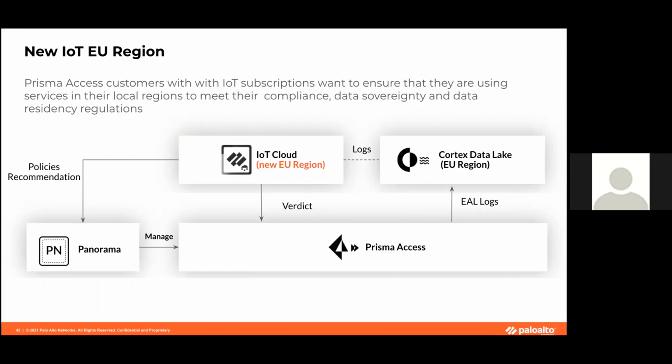New IoT region in Europe. Prisma Access customers with IoT subscriptions want to ensure that they are using services in their local regions to meet their compliance, data sovereignty, and data residency regulations. So we have introduced a new region in the EU, and this IoT subscription is not yet supported in the cloud management. So this is restricted to Panorama managed only.